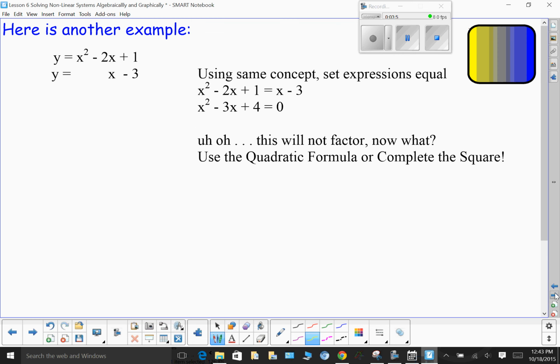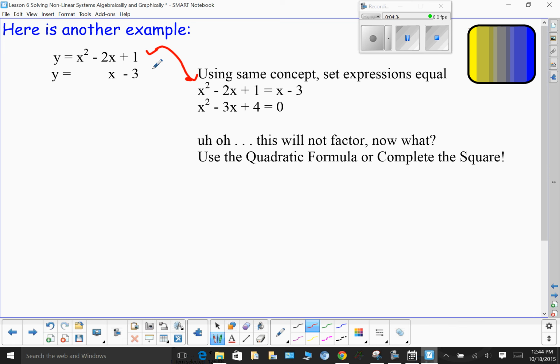Going on, we can take a look at another one. We have y equals x squared minus 2x plus 1, and y equals x minus 3. We can use the same concept. We can set the x squared minus 2x plus 1 equal to the x minus 3 on the other side, subtract x from both sides, add 3 to both sides. Whoa, it won't factor. Now what?